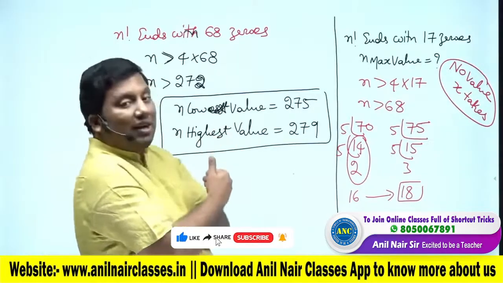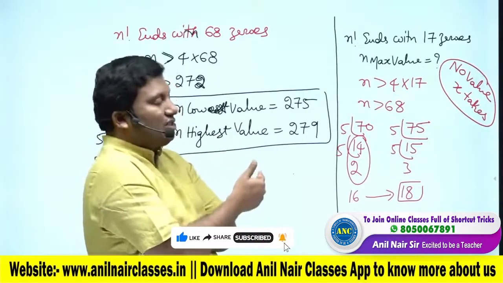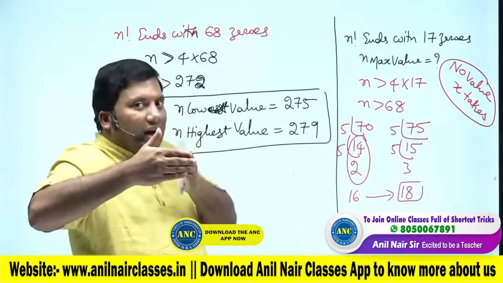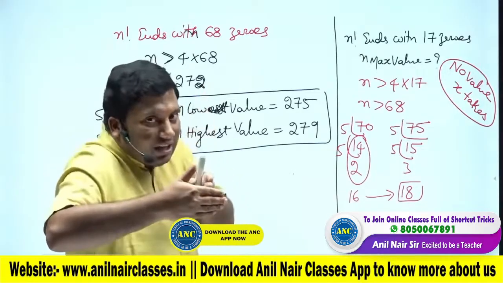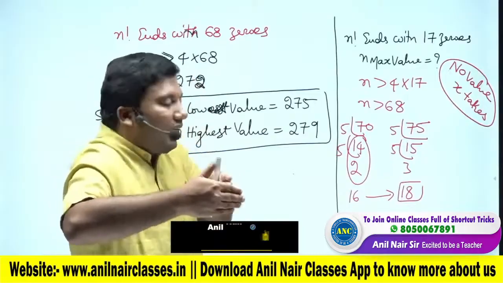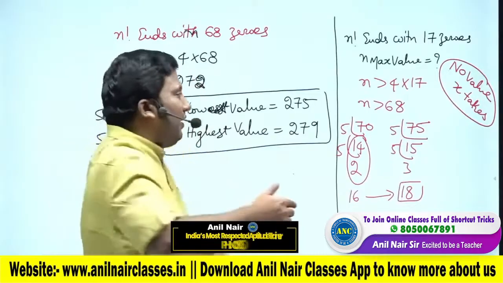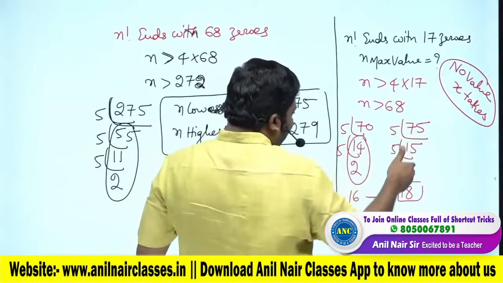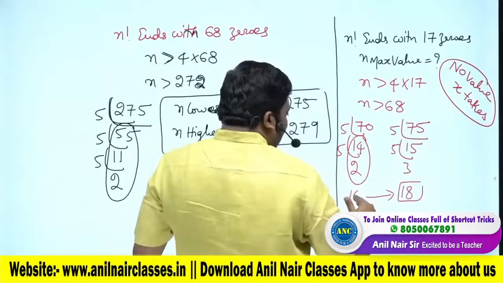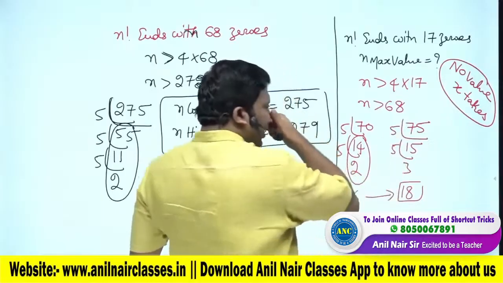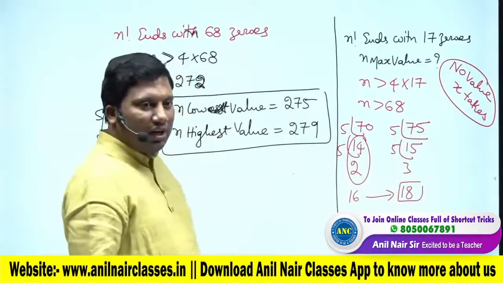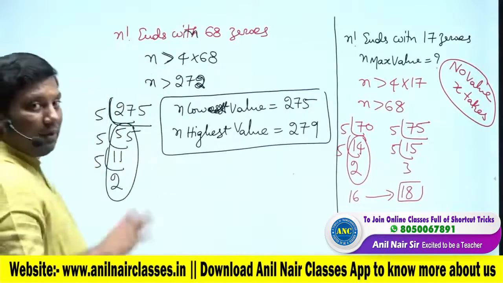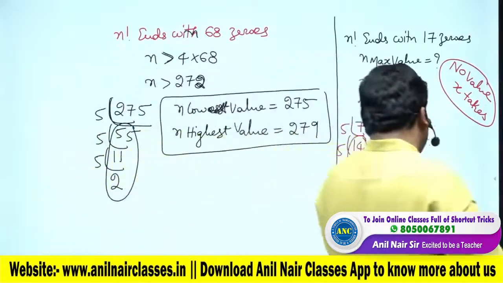N is greater than 4x. N is greater than 68. We are working with factorial numbers. In factorial numbers, the number of zeros at the end depends on the power of 5. So check for the multiples of 5. For 70, I got 16. Next multiple of 5, 75, I got 18. Why is there a jump from 16 to 18? 75 is 25 into 3, so an extra 2 will come. I hope this concept is clear to you. Next one.